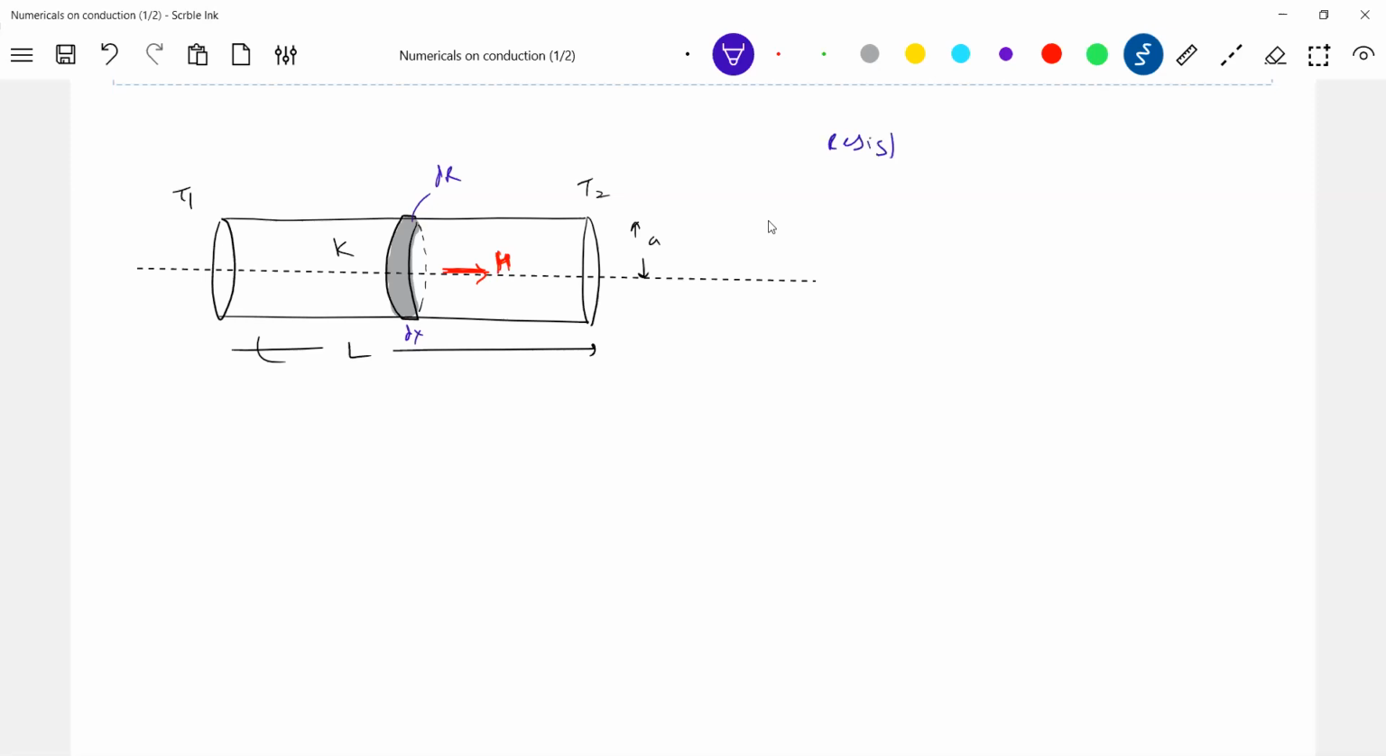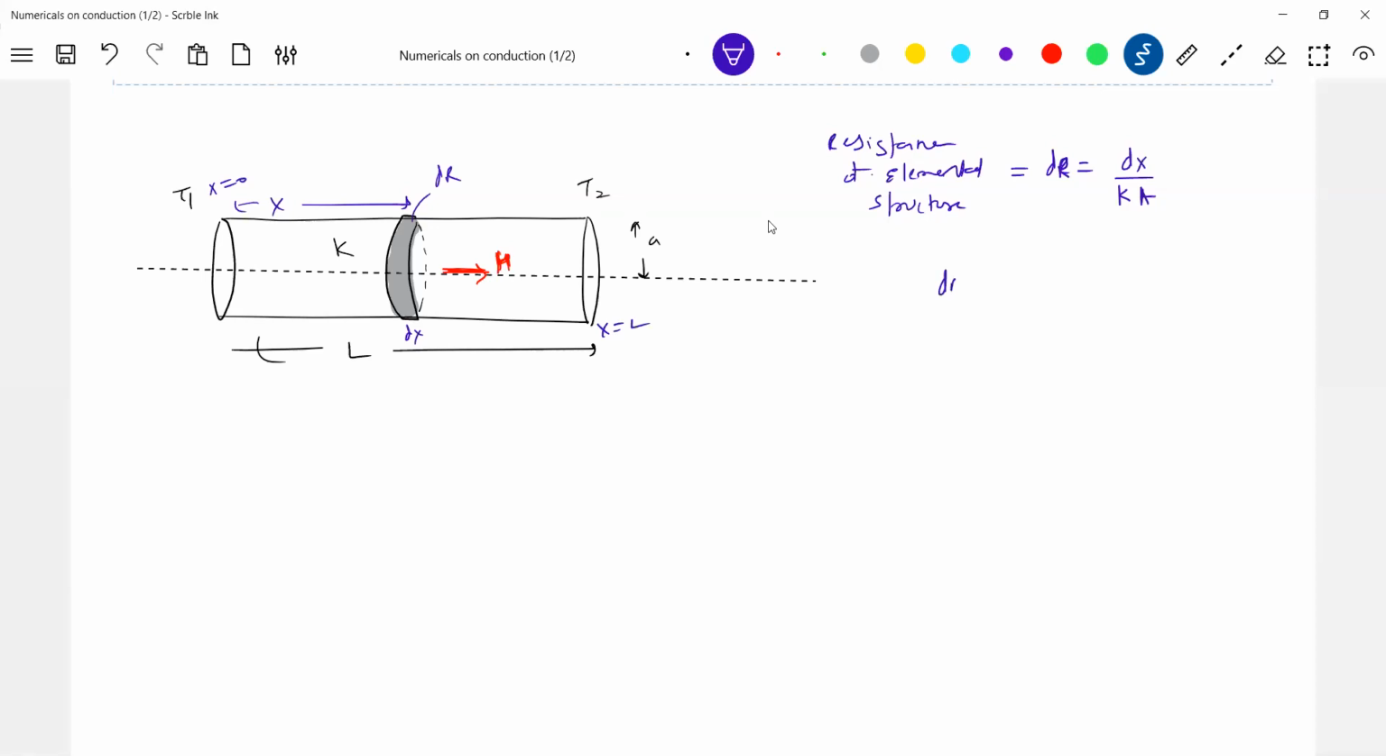Resistance of the elemental disk, dR, is equal to what is the resistance usually? L by KA. The thickness of this is dx, K, and area of cross section A, which is equal to pi a square. Later on we'll write it. This is the resistance of that elemental structure. Now let me put it like this: this is x equal to 0, and this is x equal to L.